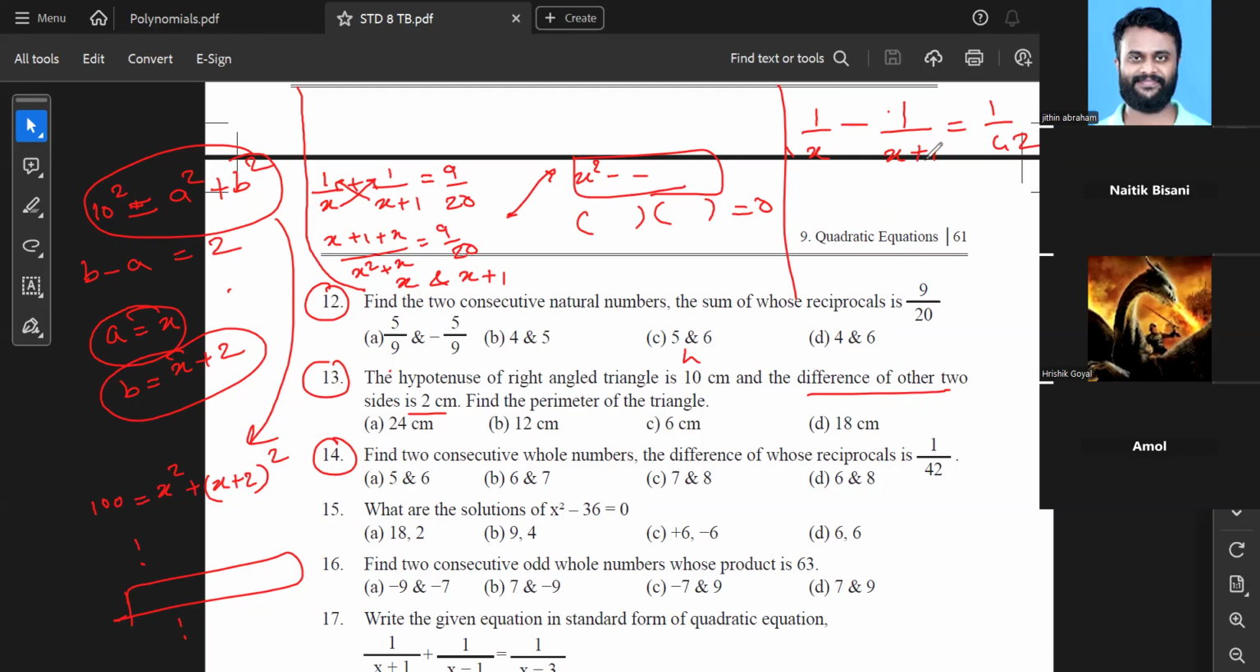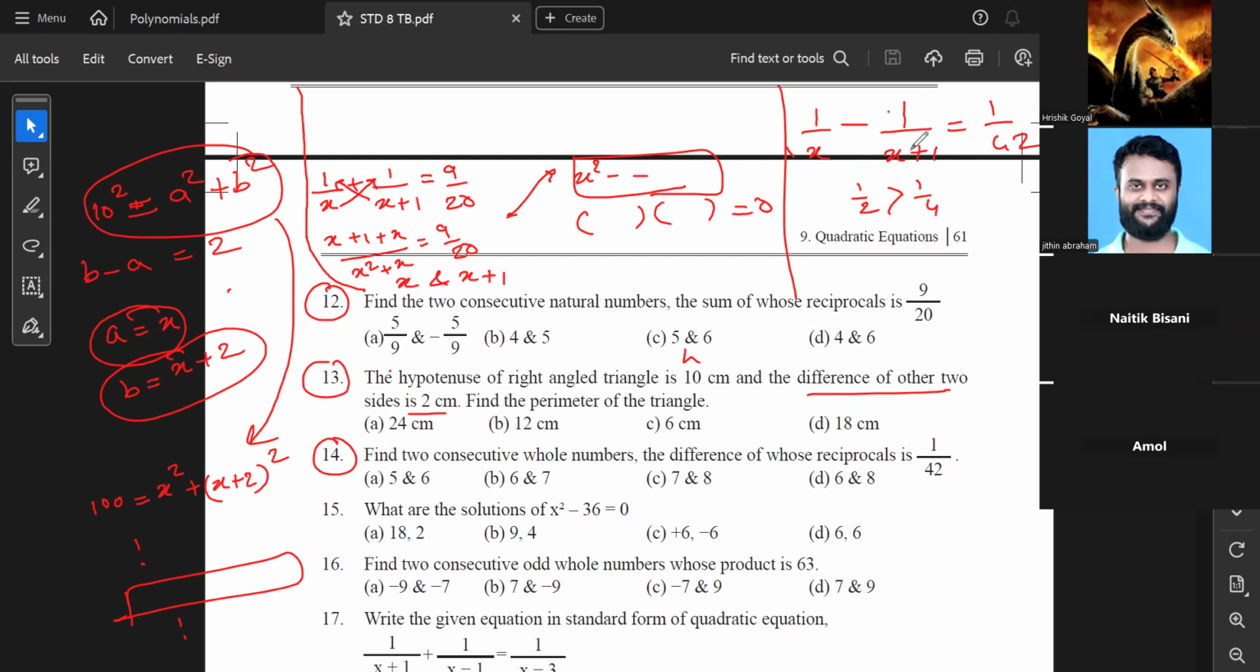But my dear children, if the bigger number is coming in the denominator, then the overall, the complete number will become a smaller number. For example, 1 by 2 and 1 by 4. Even though 4 is greater than 2, 1 by 4 is less than 1 by 2. Same logic. Even though x plus 1 is greater than x, 1 by x plus 1 will be less than 1 by x. Yes, Rishik, tell me.